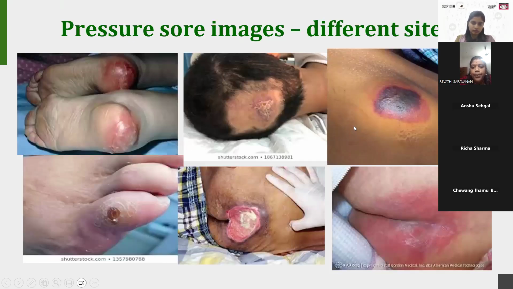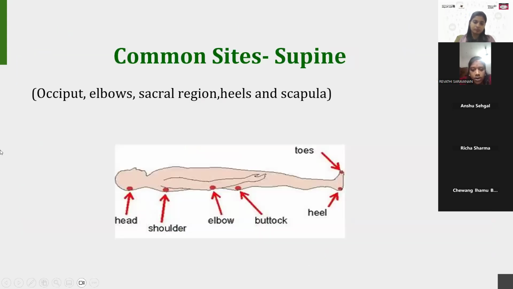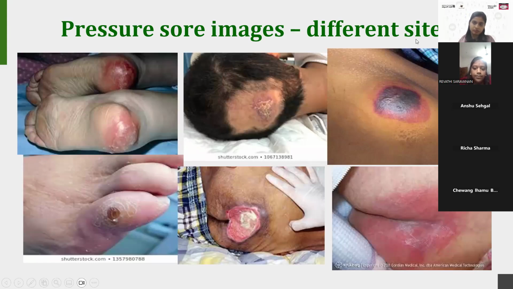So you can see real pressure sore images at different sites: on the heel, back of the occiput. We may wonder how this comes behind the head. You can see in the second picture, the occiput. Then third, in the small toe. Then sacral area. Okay, these are different types of wounds, pressure sores in different sites. We will classify them in the next slide. Next slide, please.